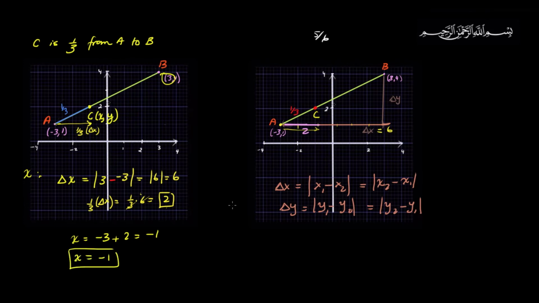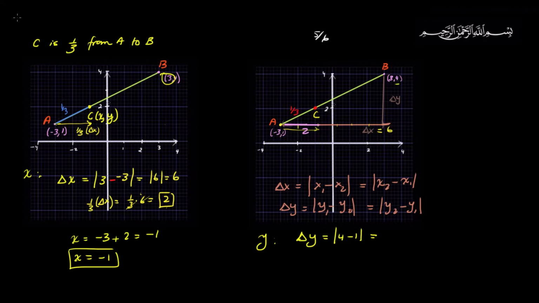Now I have to find the y value of C. To find the y value of C, I do the same thing. First I find the change in y. So I take 4 minus 1, that's y2 minus y1 or y1 minus y2. Either way, it's going to be the same, it doesn't matter. So that's 4 minus this 1.